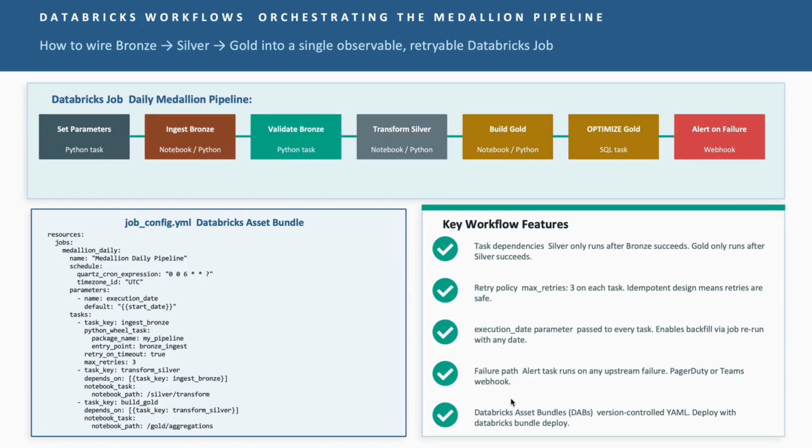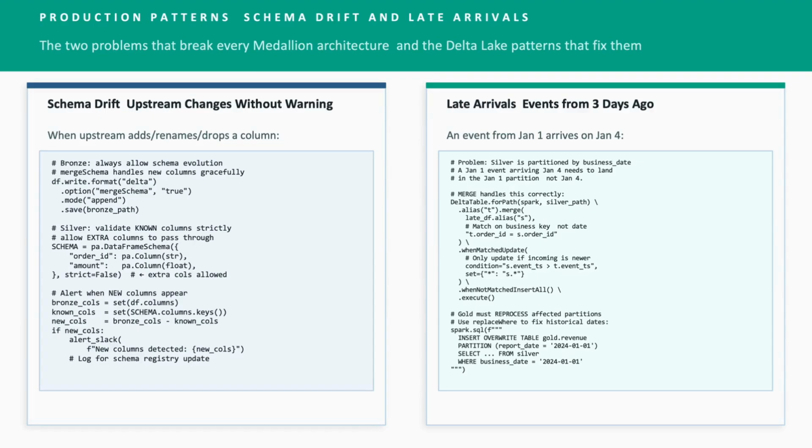With Databricks asset bundles, your job definition lives in version control, changes go through PR review, and every deployment is reproducible. So what breaks a naive medallion architecture? Schema drift. The upstream team adds a new column to their API response, or renames one, or changes a type. How should your pipeline handle it?